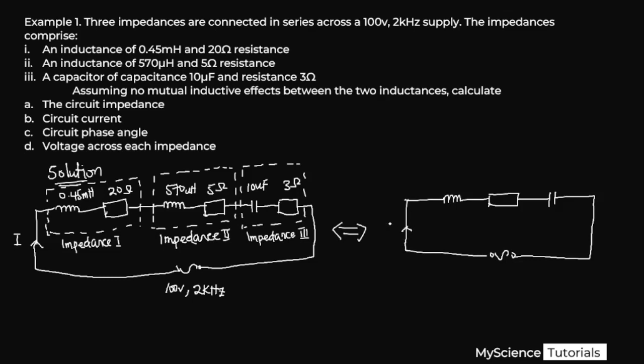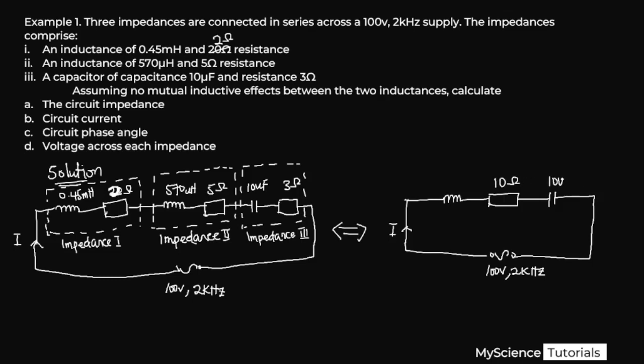We have our current I in this direction. We have our 100 volts, 2000 hertz frequency supply here. Then our resistor: the total resistance of this circuit will be the sum of the first resistor in impedance 1, the second resistor here, and then the third resistance over here. Apologies, this is supposed to be 2 ohms, so this is just 2 ohms, not 20. So we have 2 plus 5 plus 3, that's going to give us 10 ohms.